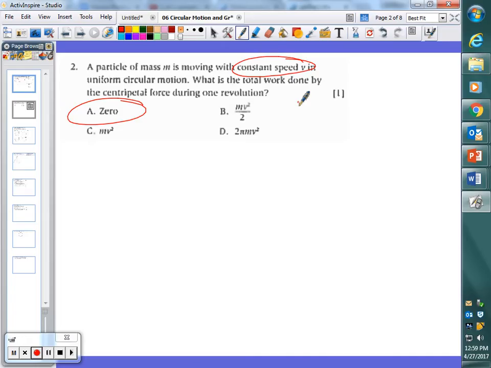Inertia says straight line. So it goes in a straight line, or it tries to. But what keeps it from going in a straight line? The tension of the string. This keeps it from going in a straight line. Centripetal force, right? Yes. So now it just changes its direction.